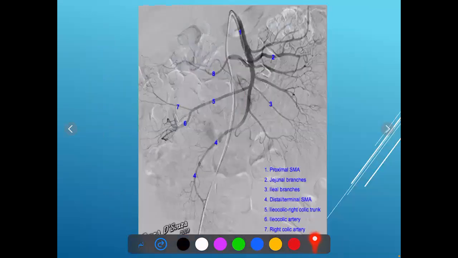This is a superior mesenteric artery angiogram showing the superior mesenteric artery and its branches. This is the superior mesenteric artery. This is a jejunal branch and this is an ileal branch. And this is the middle colic artery. Number 6 is the ileocolic artery and number 7 is the right colic artery. As we see here, this is the terminal superior mesenteric artery.